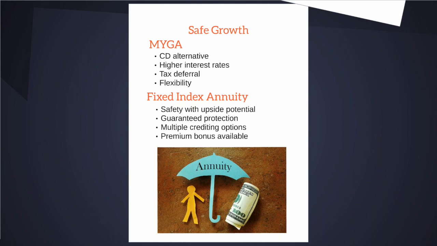The fixed guaranteed annuity will not only have the higher interest rates, but it provides tax deferral. So every penny they make, they do not have to pay taxes on it until they take it out. And it provides flexibility. They have access to the money, so they have peace of mind.